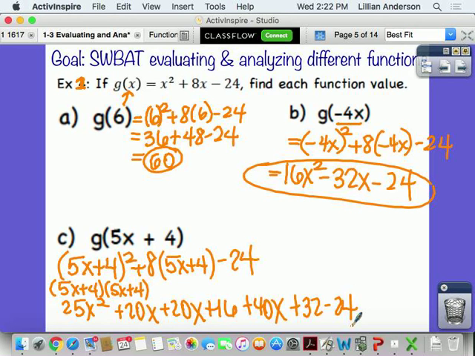Can I combine any like terms? The 20x's and the 40x. So I can combine these. What's 20x plus 20x plus 40x? 80x. 32 minus 24. Can I combine anything else with that? The 16. What is that? 24. What happens to that 25x squared? Can I combine that with anything?